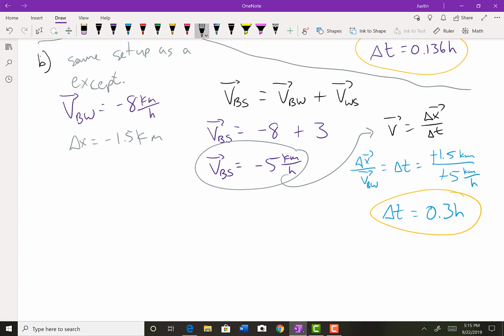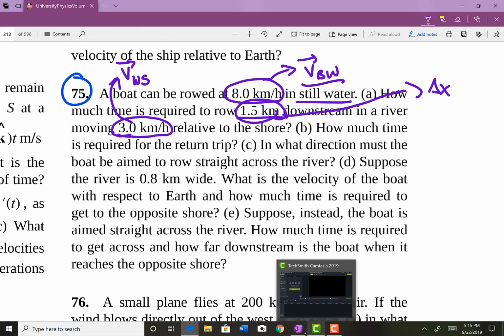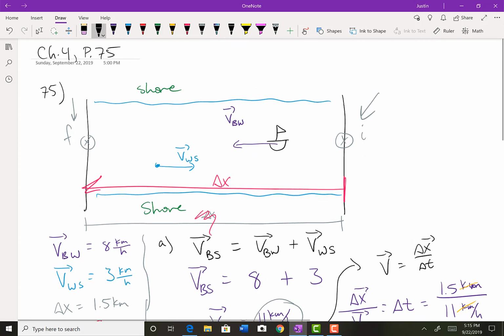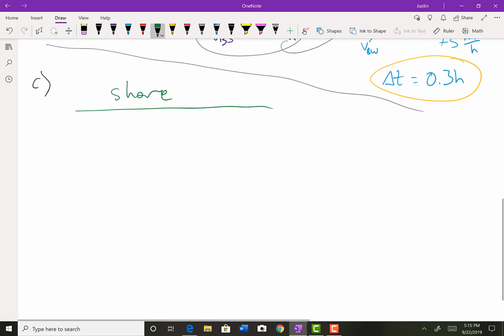Yay! All right, moving on to part C here, which I think we get a little change of pace now. In what direction must the boat be aimed to row straight across the river? Suppose the river is 0.8 kilometers wide. Okay, let's go back. Well, I'll just redraw it. So basically now we got some shore here. Shore, and then we got some shore here.